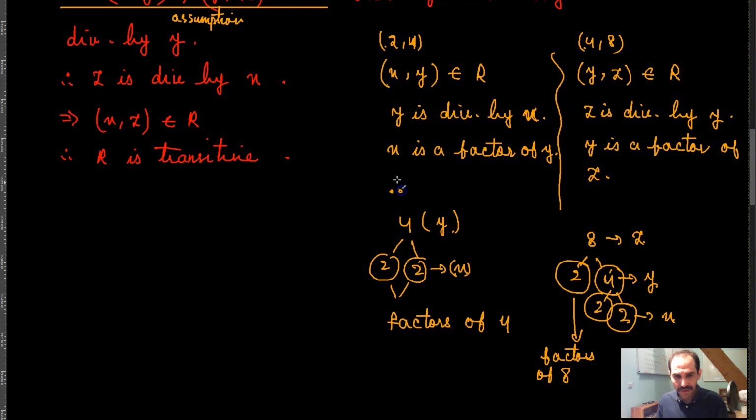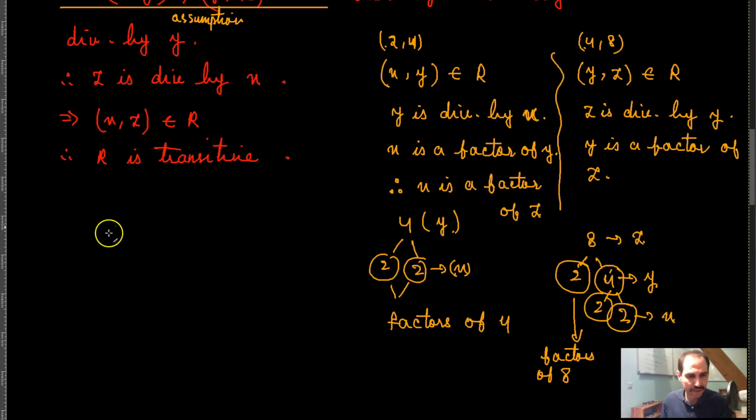So then you can say that x is a factor of z, right? Now when you say x is a factor of z, what that means is that basically 8 is a multiple of x, or 8 is a multiple of 2, or you can say that z is a multiple of 4.